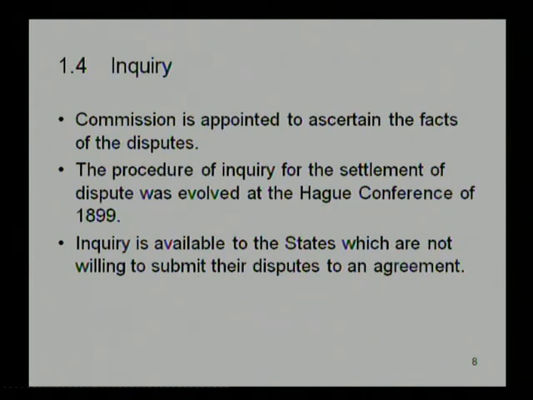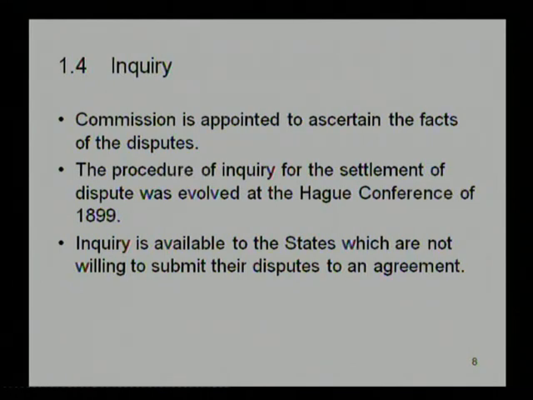No, if you are trying to settle the dispute through inquiry, it must follow the procedure prescribed under the Hague Conference of 1899. The third important point regarding inquiry is that it is available to the states which are not willing to submit their disputes to an agreement.